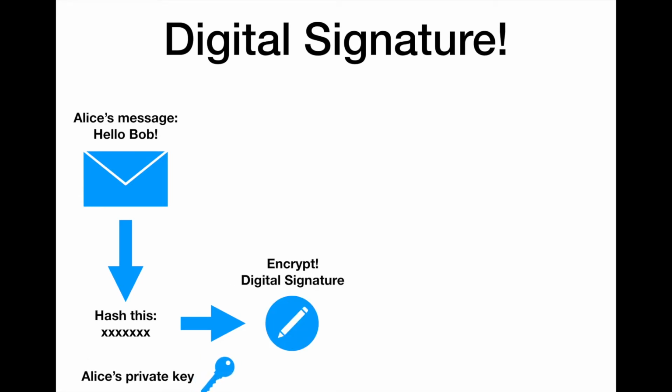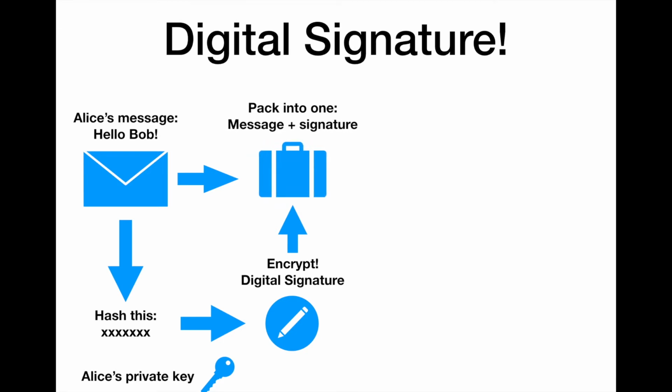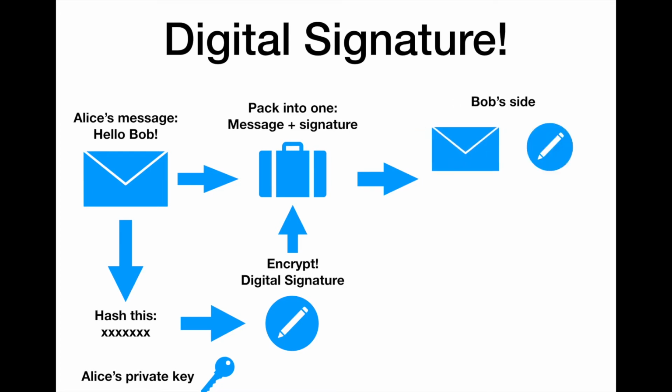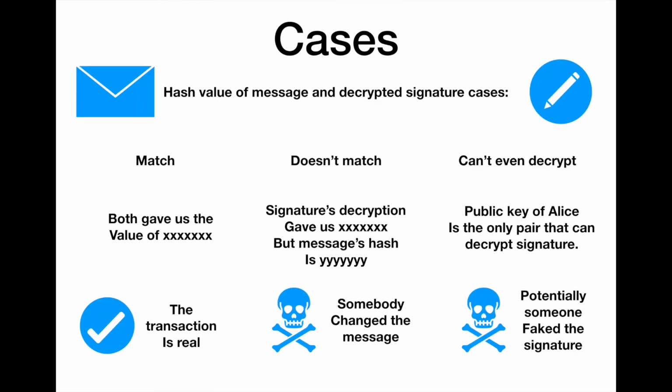After she got her digital signature, she's gonna pack everything into one: her digital signature, public key, and the message. Now, she's gonna send it to Bob, and Bob gets everything too. Now Bob is gonna use Alice's public key to decrypt it and see what he gets. Bob will compare two values here, the hashed value of the message and decrypted value of the signature. If these two values agreed, say in this case both of them gave XXXXX, then the message has not been modified so that it is a valid transaction or message.